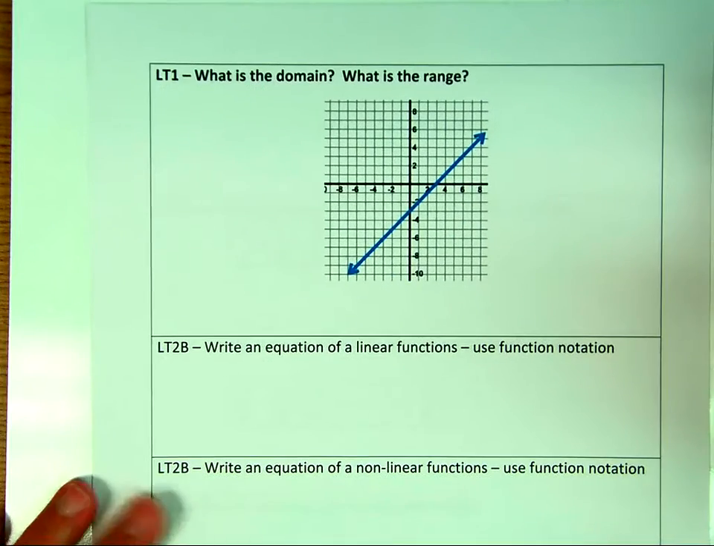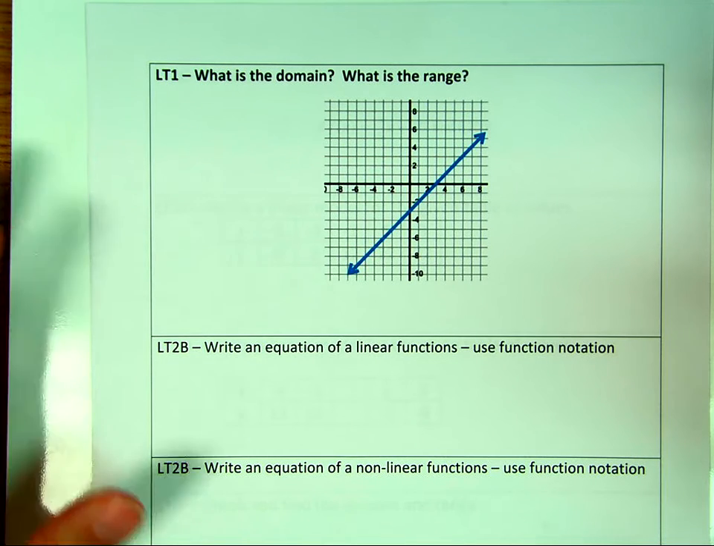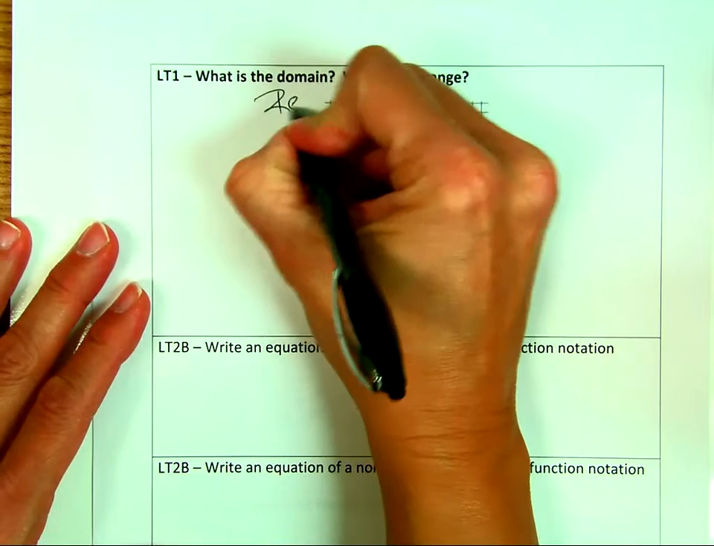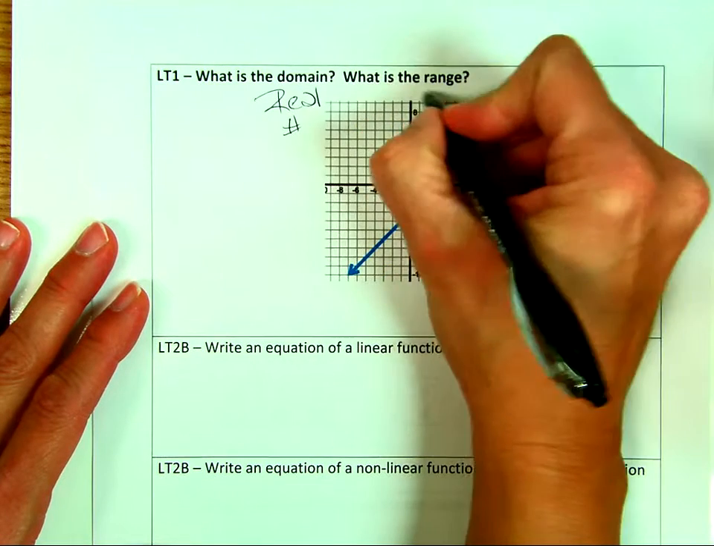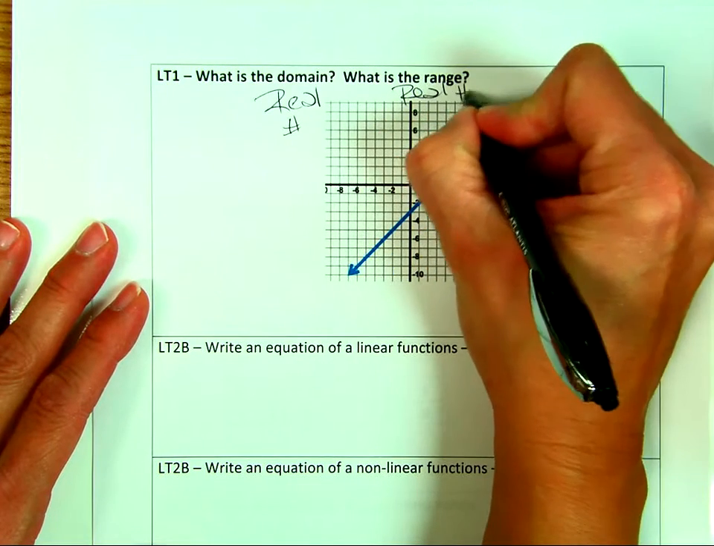All right, one more learning target 1. When I have a line that's not vertical or horizontal, it goes left forever and right forever. It goes up forever and down forever. So that means these are all real numbers. All real numbers for both of them.